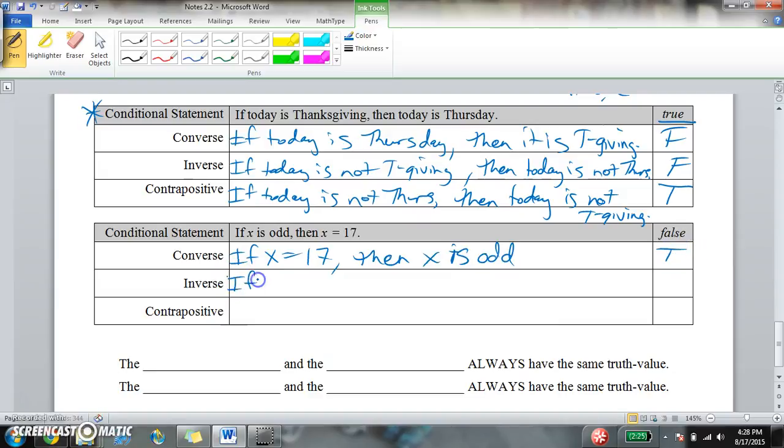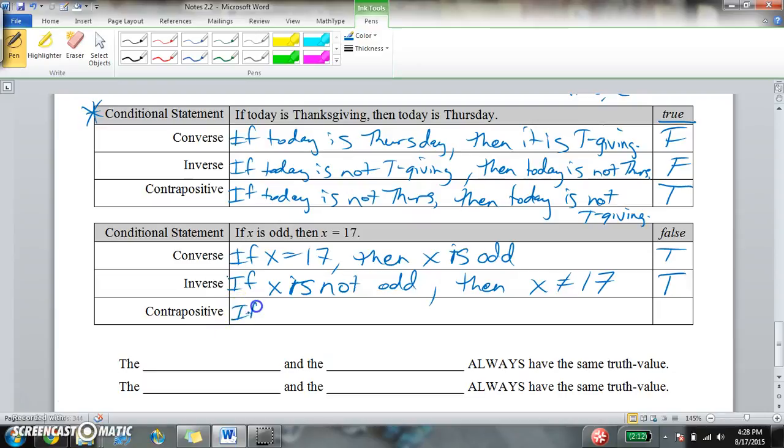Inverse, keep the order the same, but negate both statements. So if x is not odd, then x does not equal 17. So assuming x is not an odd number, then x cannot equal 17. That's true, because if it's not odd, it obviously doesn't equal 17, since 17 is an odd number.